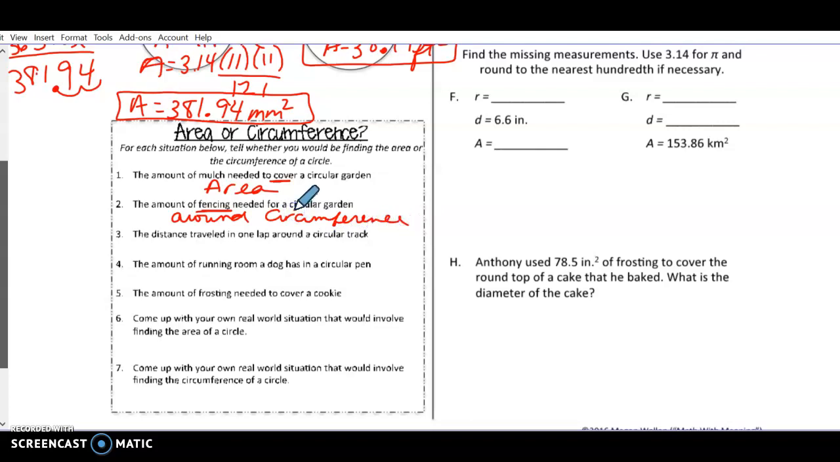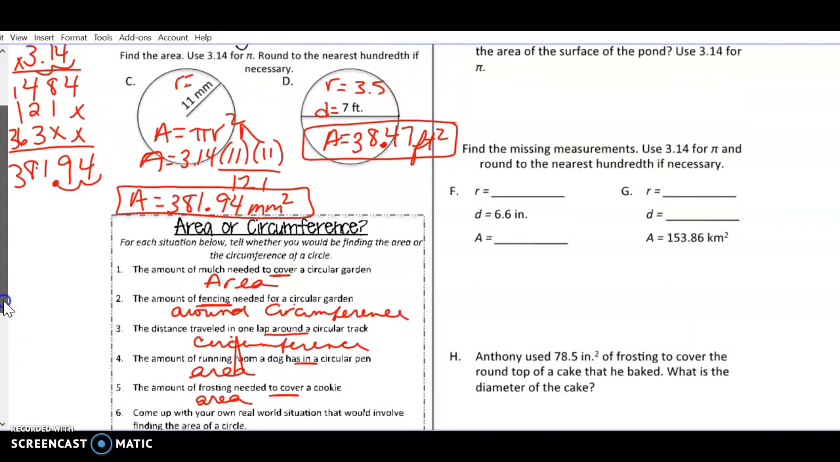The distance traveled in one lap around. Again, around. So circumference. The amount of running room a dog has in a circular pen, so that's going to be area. Frosting needed to cover. Cover is going to be area. Okay, so a couple more for you to try and check your work.